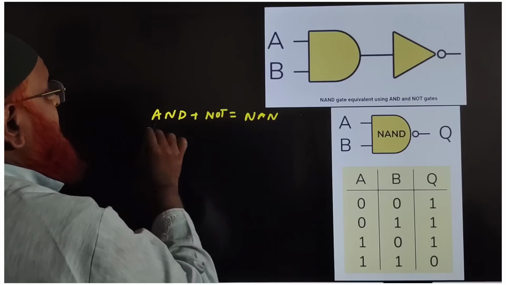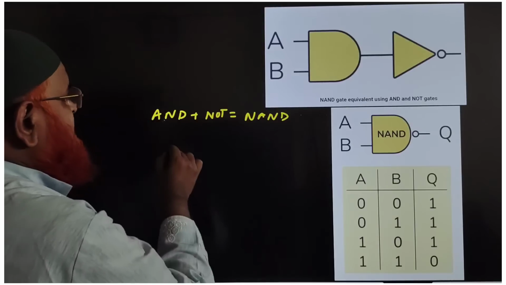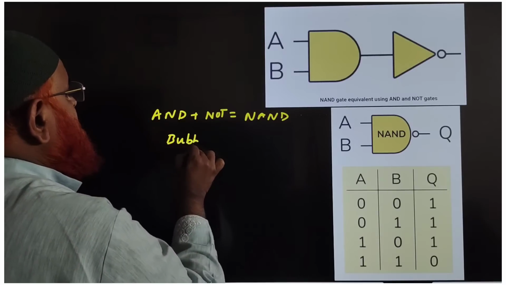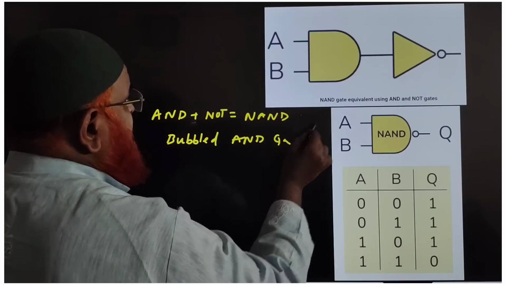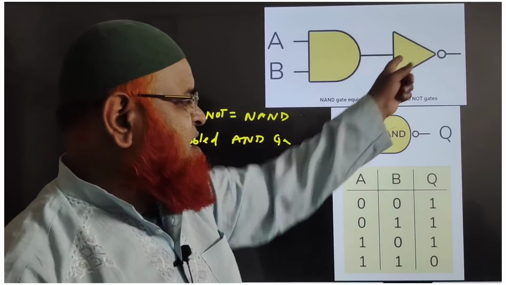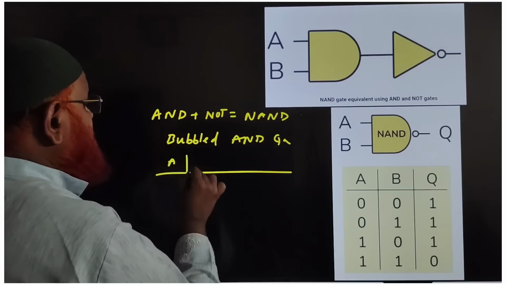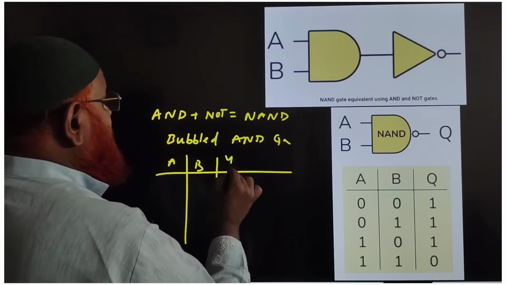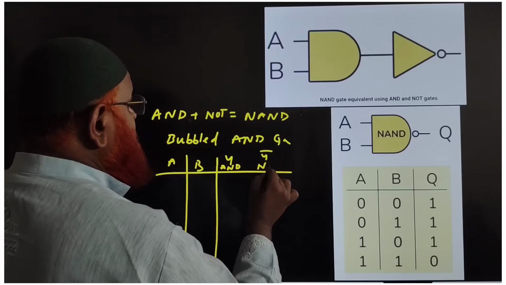NOT plus AND gives you NAND. Understood? The other name is bubbled AND gate. Instead of drawing the NOT gate, you can just keep a bubble. The bubble represents a NOT gate here. A simple logic here: if the inputs are A and B, and the output is Y, then Y is said to be AND, and Y bar is the complement, which is said to be NAND.